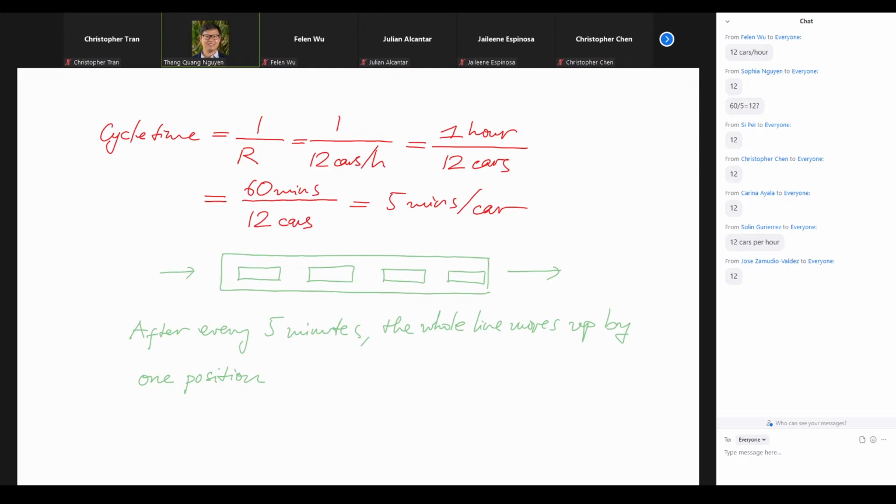And that means the following. And this is what we need for our next calculation. It means that the cars will show up in front of you for 5 minutes to work on, right? Or the workers have 5 minutes to work on each car.